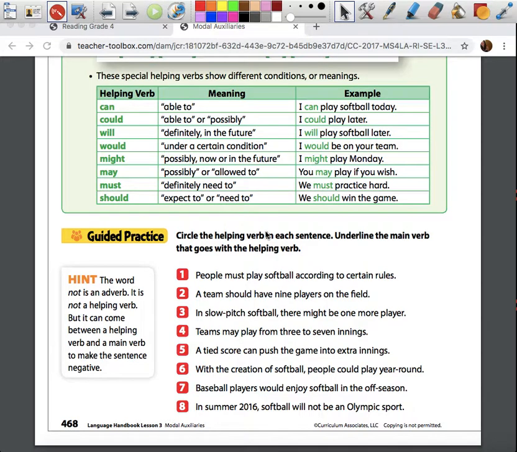Hey, fourth grade. I know it's approaching the end of the week, so hopefully you've done your language pages, page 468 and 469. I'm going to go over that skill, and I believe that it's going to help you speak and write more effectively. So, first, let's talk about what is a modal verb.